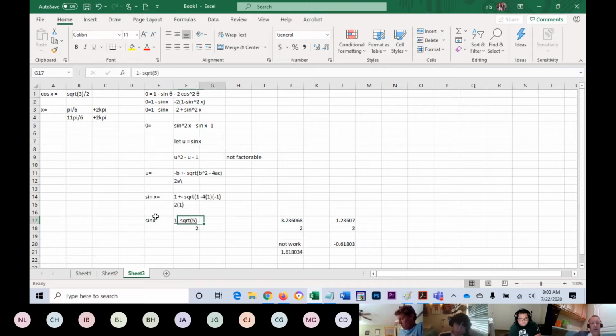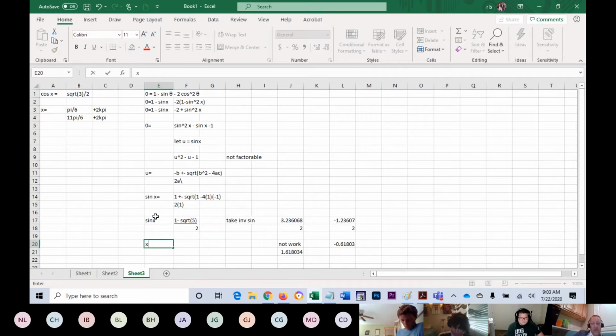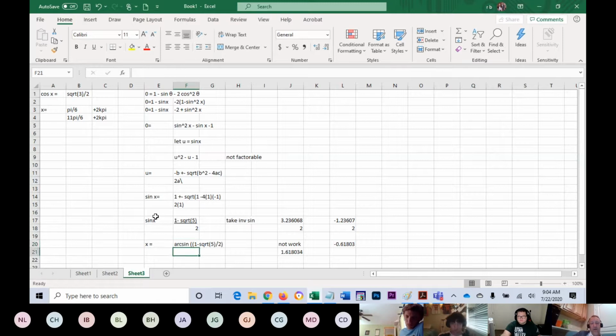And so now we need to take the inverse sine of both sides. And so x, or theta, equals the inverse sine, or arc sine, of 1 minus the square root of 5 divided by 2. So that's the answer, because it does say do not use a calculator. That's the answer I'm looking for.